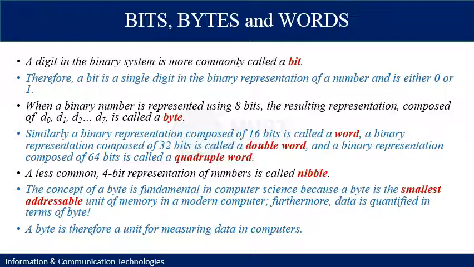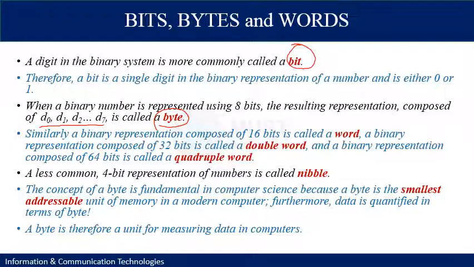So a number in the binary system is represented in 1 and 0 form, and each digit in the binary system is more commonly called a bit. That means every number 0 or 1 is 1 bit in the binary system. Therefore, a bit is a single digit in a binary representation of a number, and when a binary number is represented using 8 bits collectively, the resulting representation is composed of 8 locations from D0 to D7, and these 8 locations combined are called a byte.